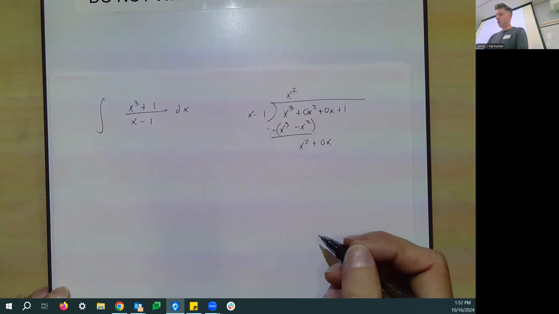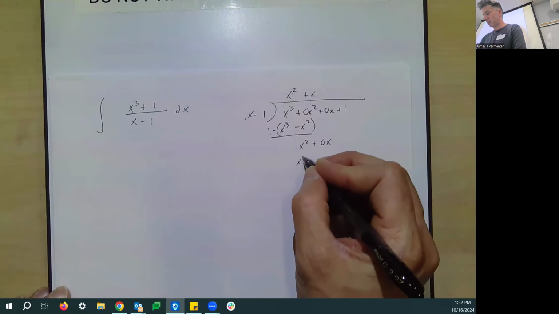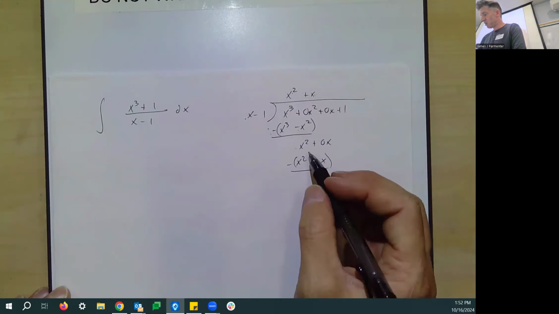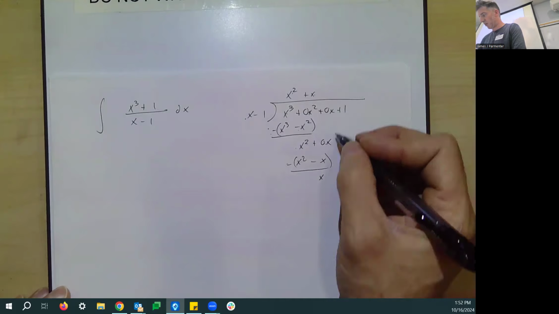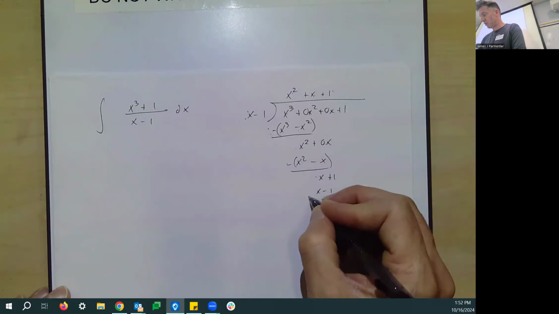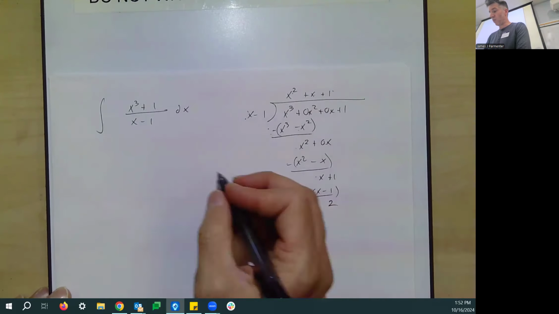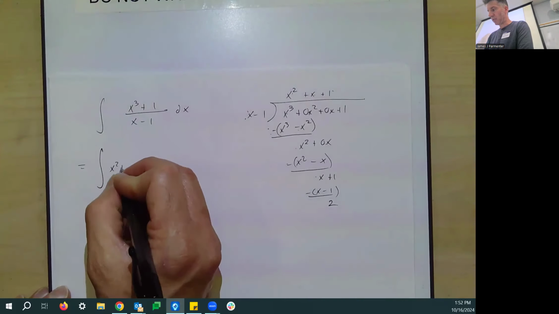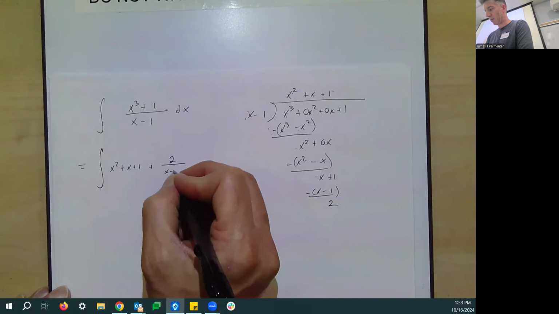Wash, rinse, and repeat. When you multiply by x to get x squared, it is x. X times x is x squared. X times negative 1 is negative x. Subtract. X squared minus x squared is 0. 0 minus negative x is x. Bring down the 1. X times 1 is x. 1 times x minus 1 is x minus 1. Subtract. 1 minus 1 is 0, 1 minus negative 1 is 2. So we can rewrite this integral as our quotient, x squared plus x plus 1, plus our remainder divided by our divisor.